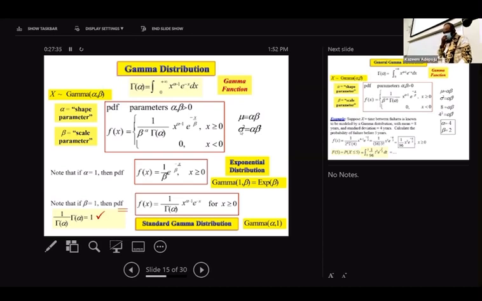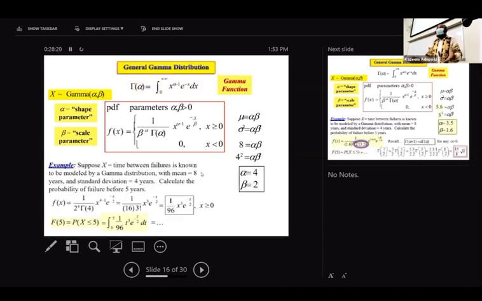Now when alpha is equal to 1, when I plug in 1 here, it's going to give me the exponential distribution. I just wanted to take note of that. The exponential distribution is a special form of a gamma distribution. And of course, if you want to have the exponential that we have in class, lambda is going to be equal to 1 over beta. When you put lambda to be 1 over beta, you automatically have f of x equal to lambda exponential raised to the power minus lambda x.